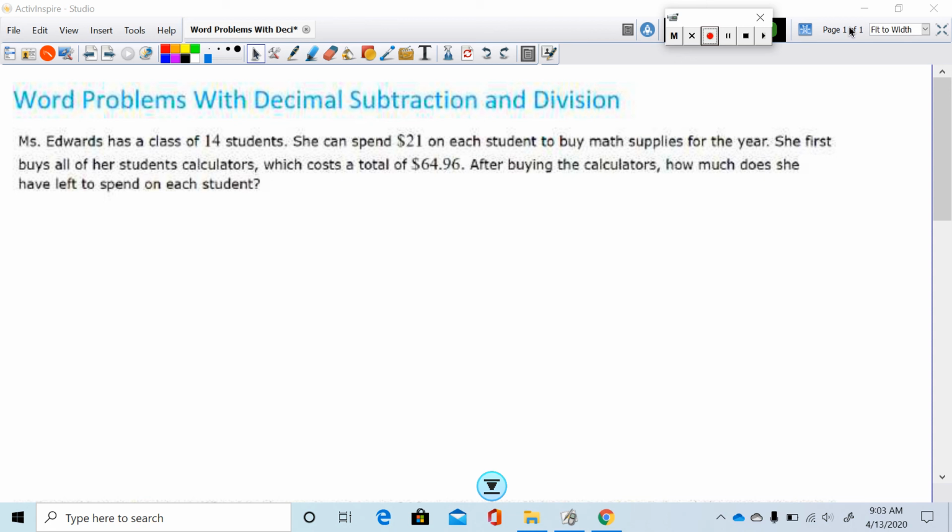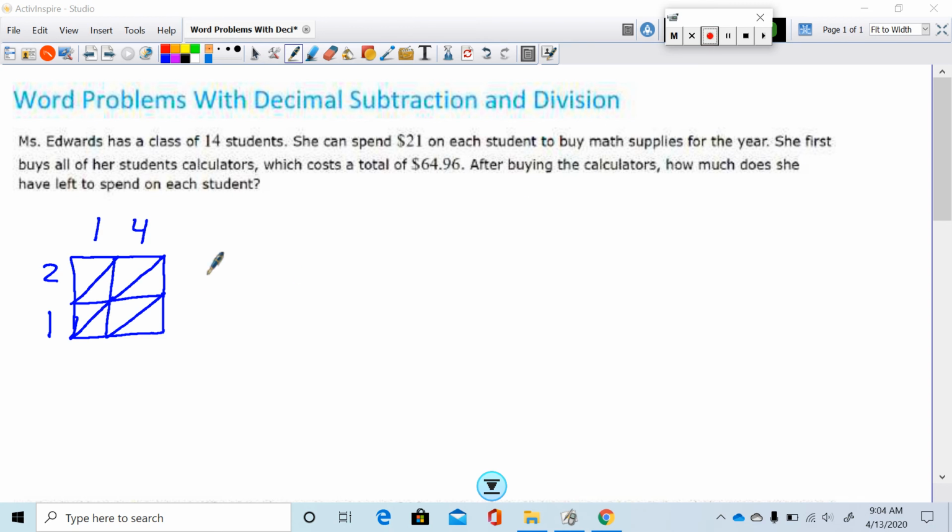Word problems with decimal subtraction and division. Mr. Edwards has a class of 14 students. Miss Edwards can spend $21 on each student to buy math supplies for the year. So the first thing we want to do is figure out how much money she has total that she can spend.